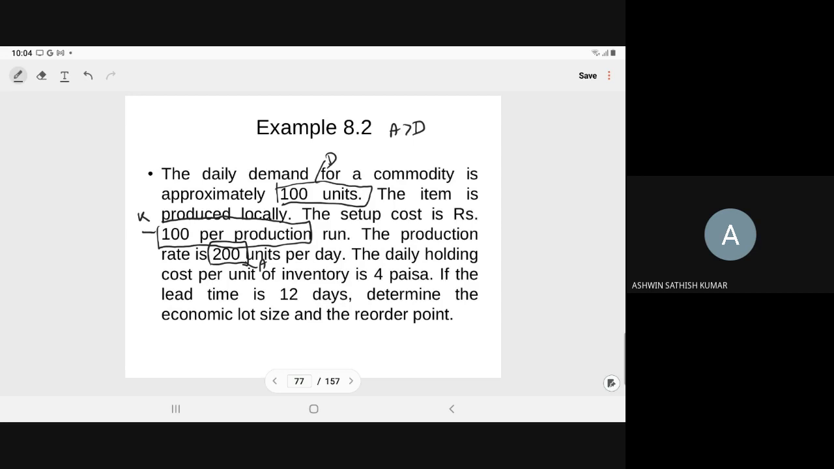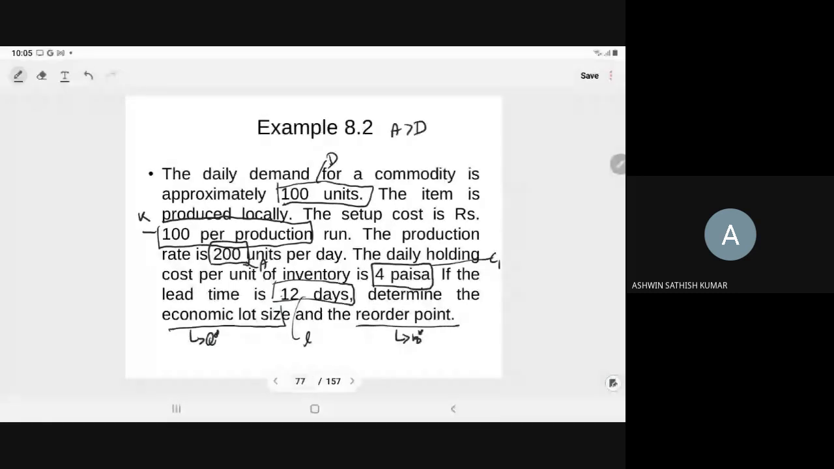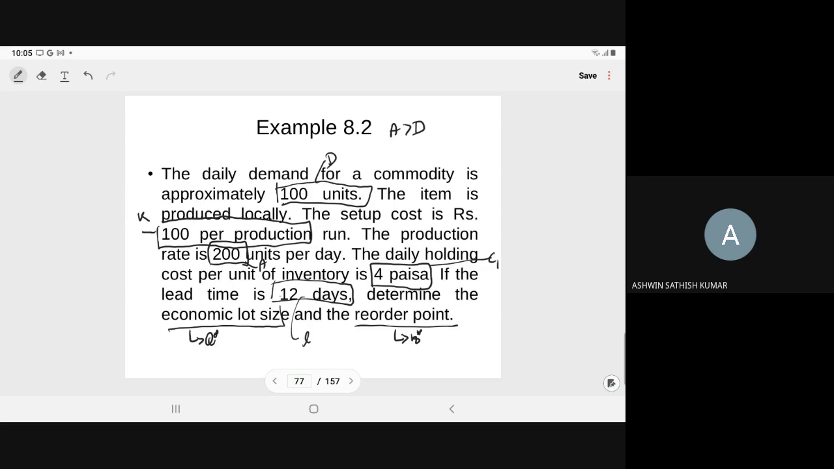The daily holding cost per unit of the inventory is 4 paisa. So here we have the holding cost, which is equal to C1. The lead time is 12 days, it is given to you. Determine the economic lot size. Economic lot size means economic order quantity, that is, we have to compute the Q star and the reorder point. It is also known as the economic lot size or economic order quantity. So you have to compute.